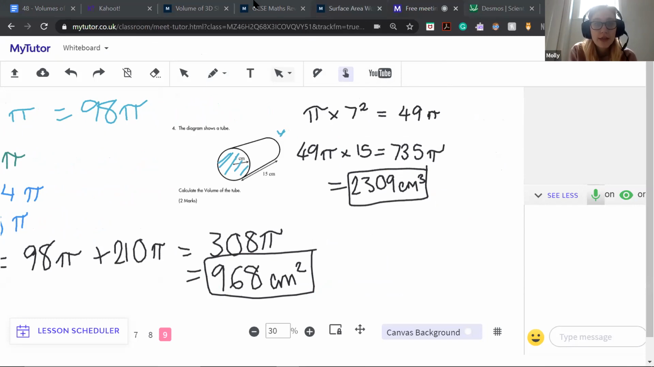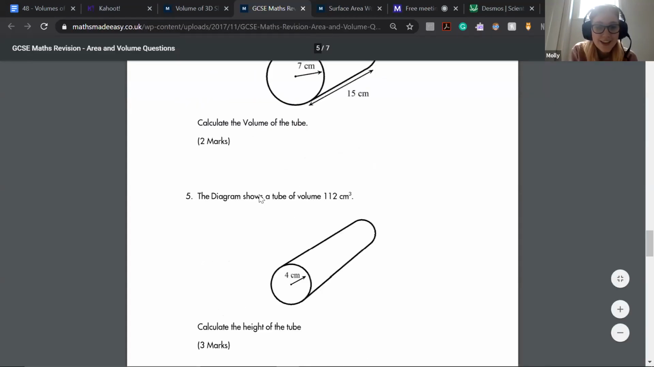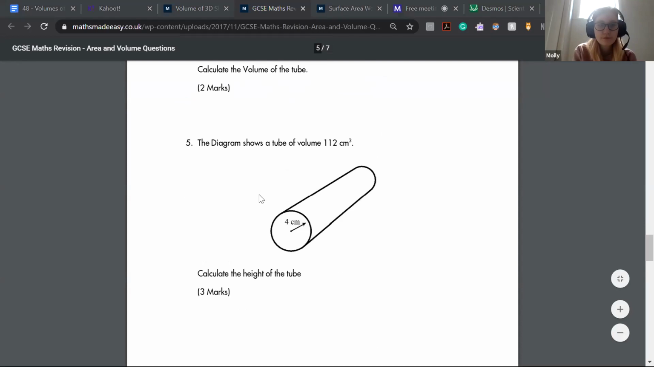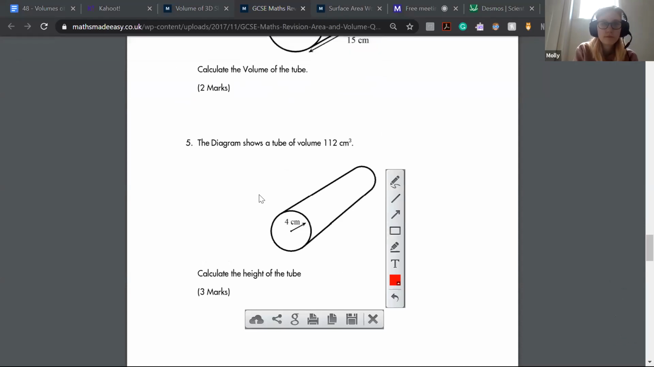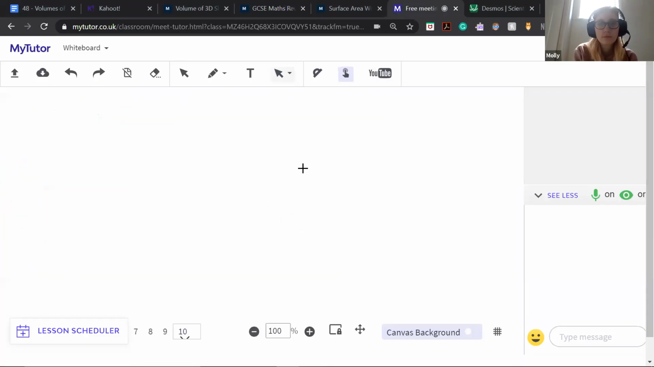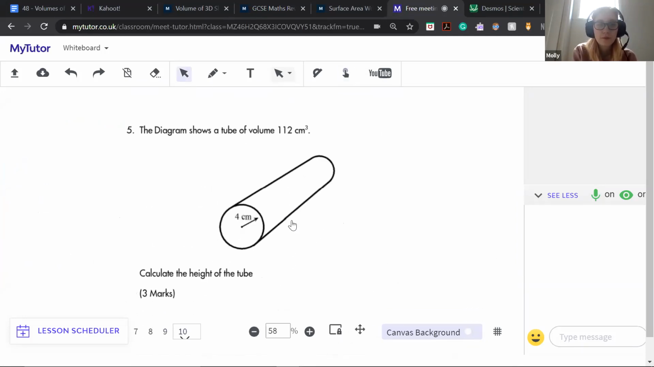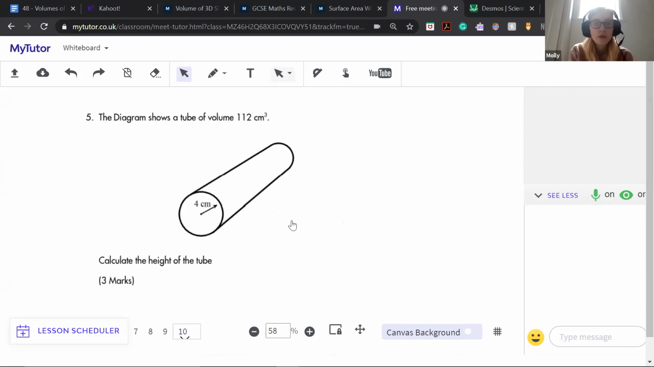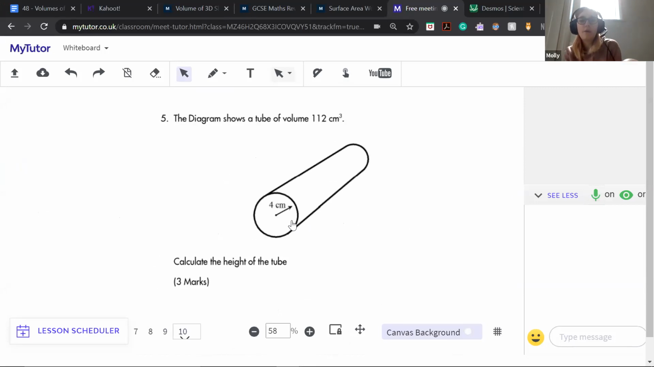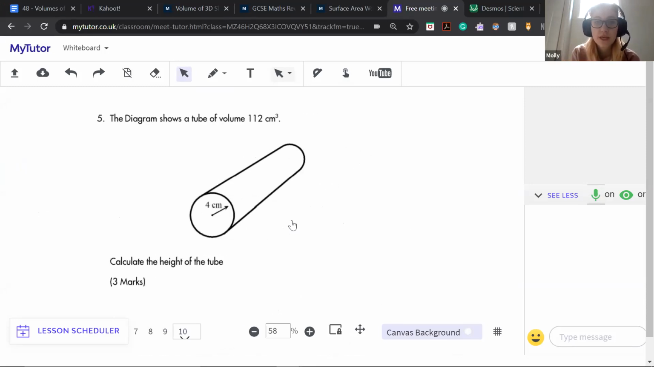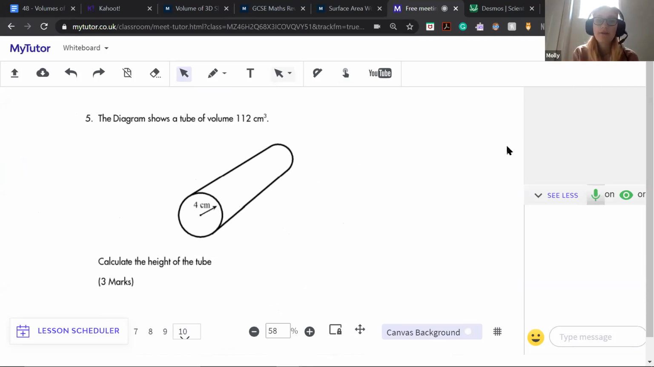So let's have a look at this one here. So this diagram shows a tube of volume 112 centimeters cubed, and we want to find the height. So a bit different now. We're not looking for the volume, we've been given that, but we want to know what the height would have been to give us that. So does anybody have any ideas about how we can work this one out?